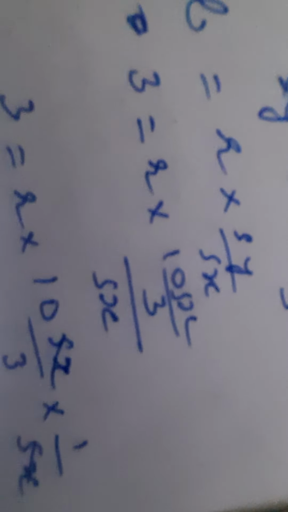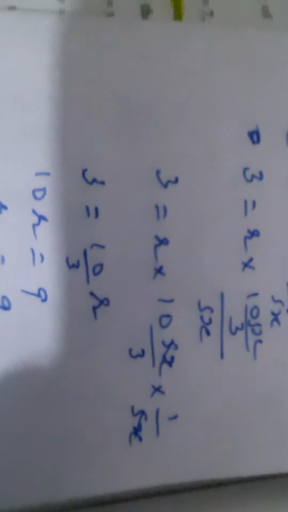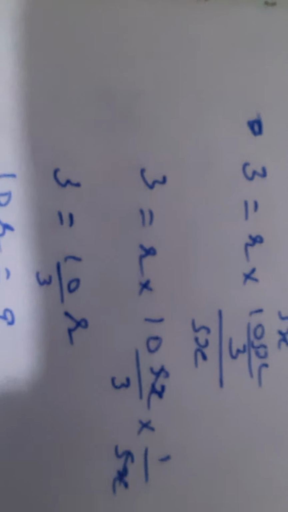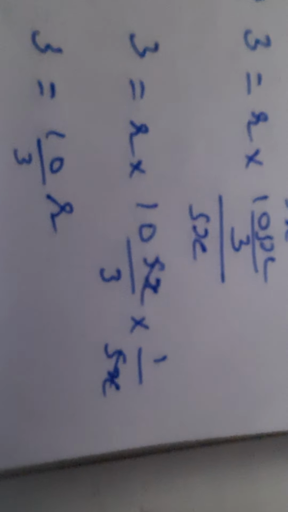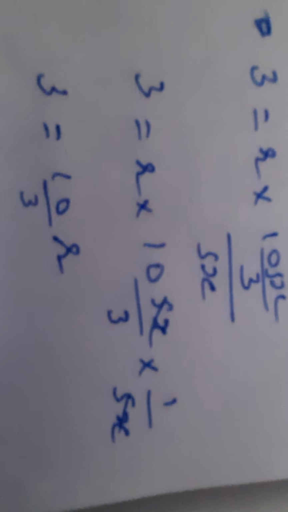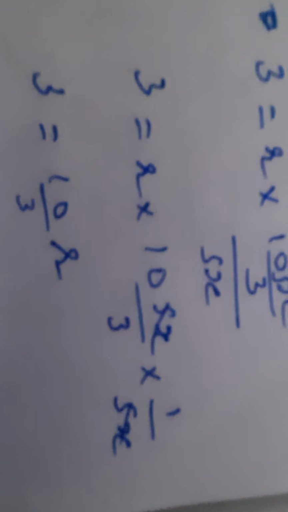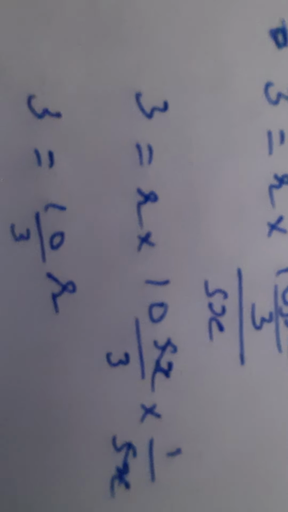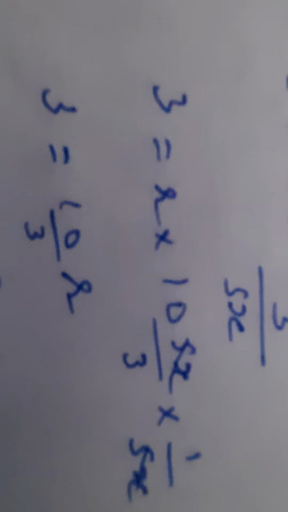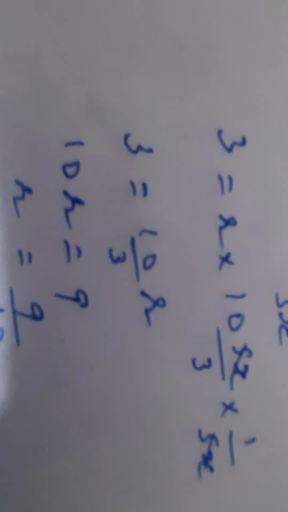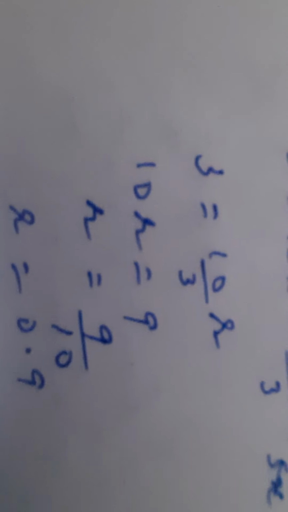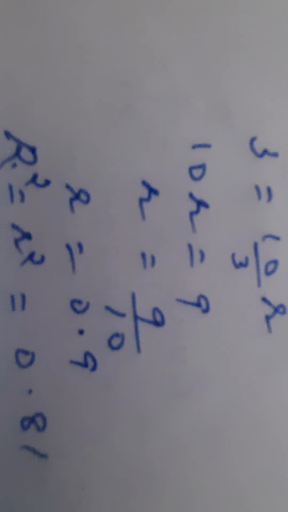So we can write 3 is equal to R into 10 Sx upon 3 into the reciprocal of Sx, that is 1 upon Sx. So Sx and Sx can be cut. So we get 3 is equal to 10R upon 3. Therefore 10R equals 9, 3 into 3, 9. And R equals 9 by 10, which is 0.9.